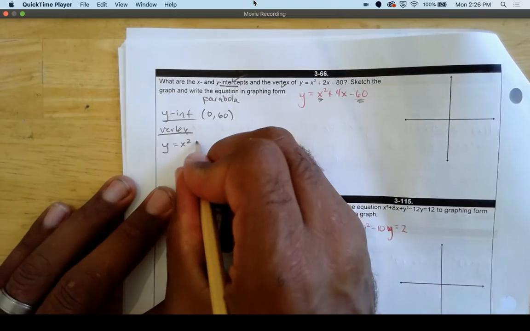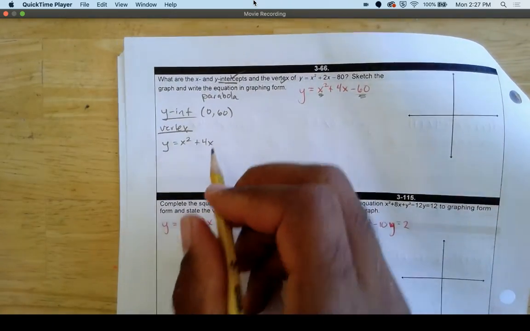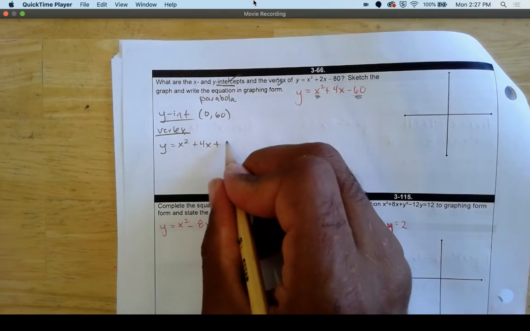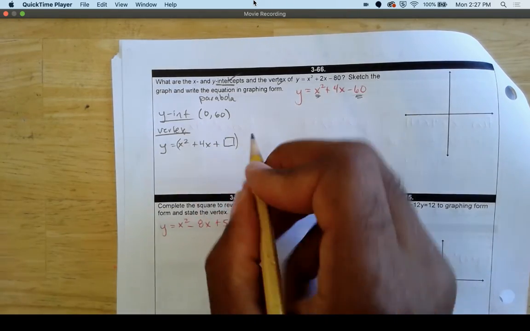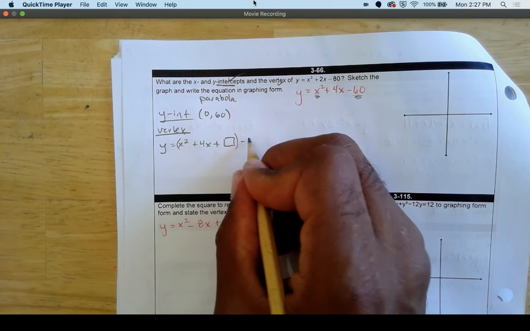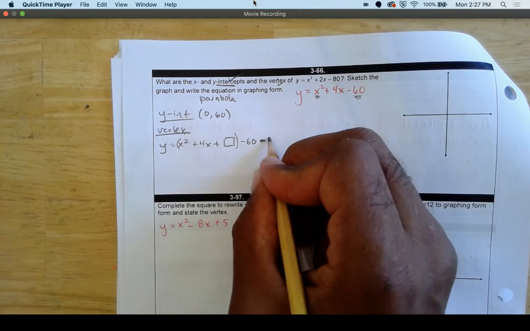Okay, so it's a parabola. So remember, like we did in the very first problems, we're going to complete the square, add the square, and then subtract the square, since it's on the opposite sides of the equation. So plus 4x, and then plus the square. And then I got minus 60 over there. And I'm also going to have to subtract that same square.